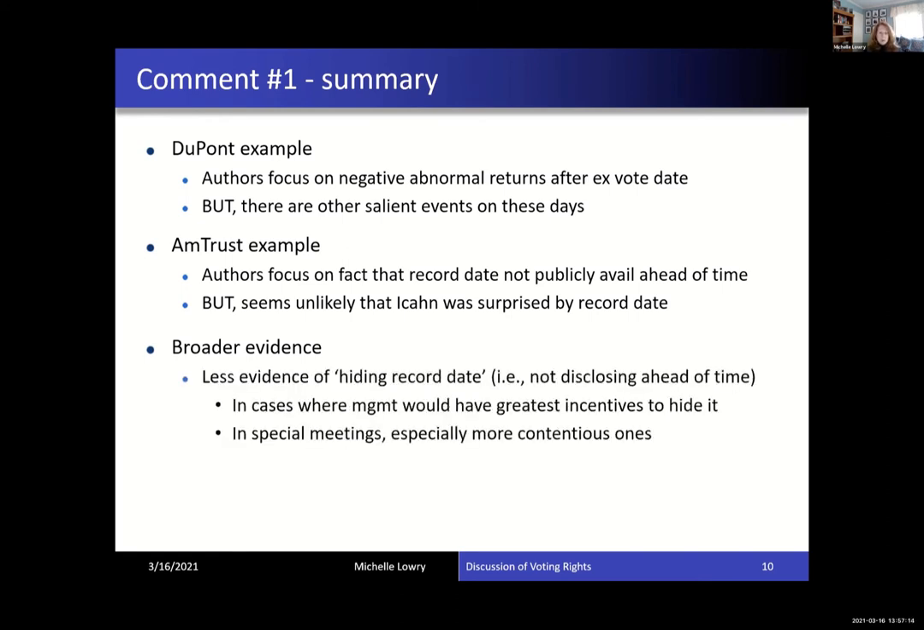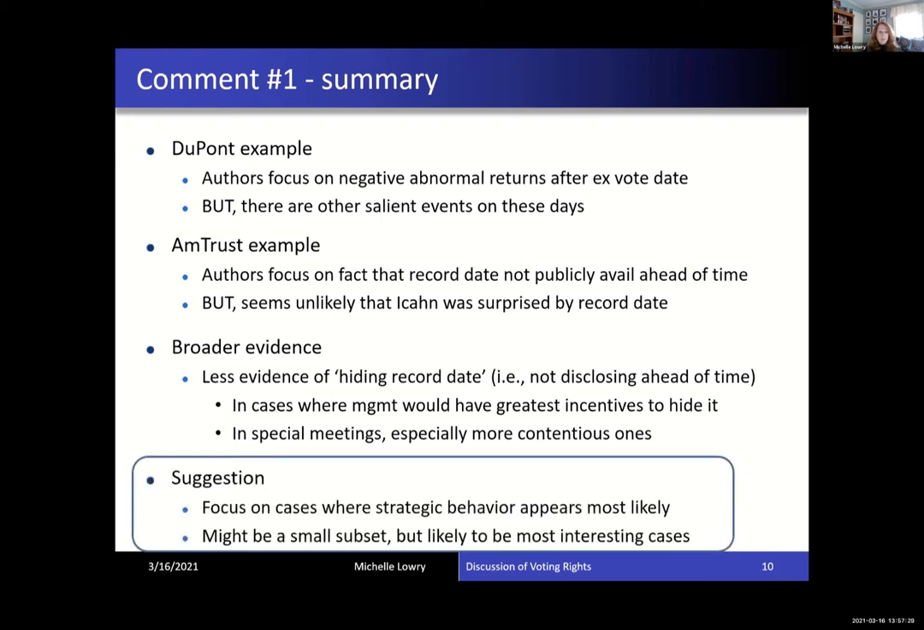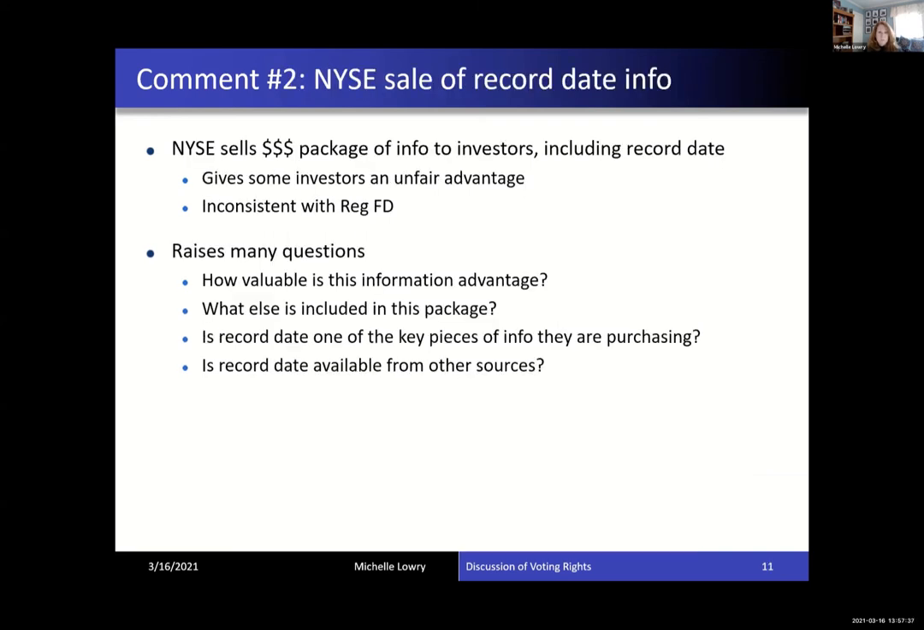And broader evidence, there's less evidence of management hiding the record date, i.e. not disclosing it ahead of time, in cases where management would have the greatest incentives to hide it, in special meetings, more contentious ones, et cetera. So my suggestion is going to be focus on cases where strategic behavior appears most likely. It might be a small subset, but I think those are going to be the interesting cases.